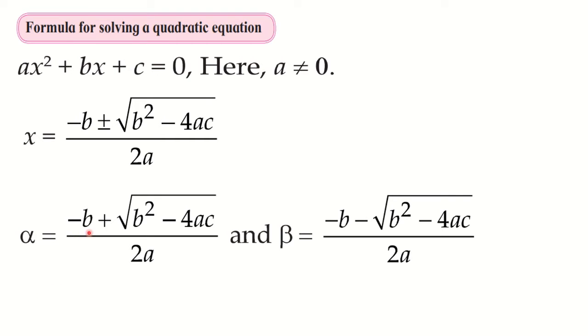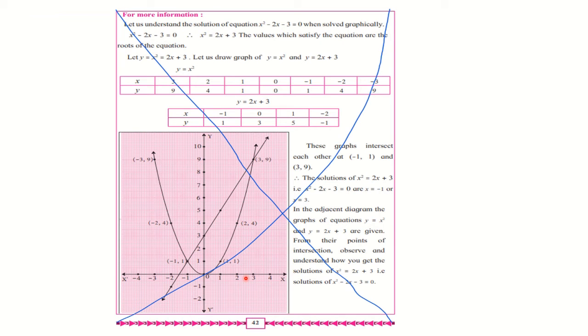While solving this, first we are going to find the value of b square minus 4ac because it is inside the root. If we put the values of a, b and c directly, things are going to become complicated. So to make it easier, we find this value first and then substitute it in the formula. Okay, now let us see the questions based on this.